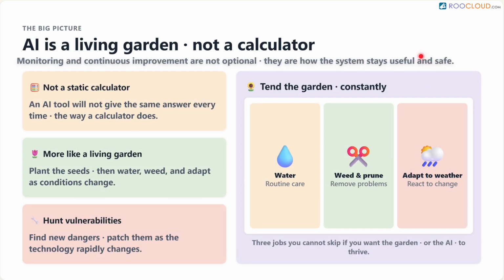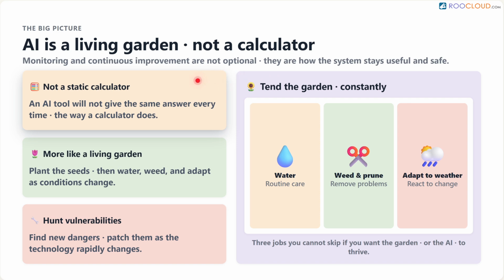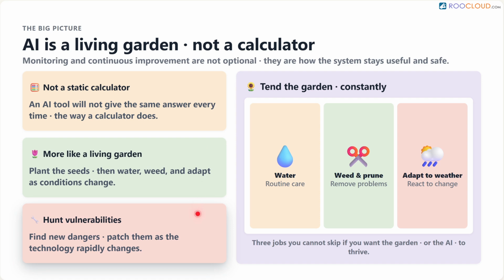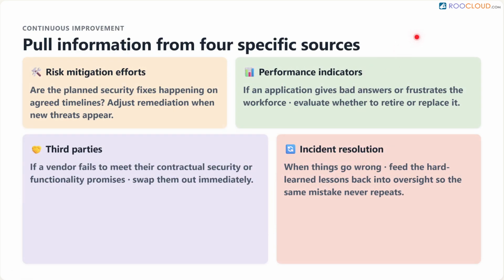Let us start with the big picture of risk monitoring and continuous improvement. Think of artificial intelligence not as a standard calculator that gives the exact same answer every time, but more like a living garden. You cannot just plant seeds and walk away. You have to constantly weed, water, and adapt to changing weather conditions. In the corporate world, this means we must actively look for new vulnerabilities and fix errors as the technology rapidly evolves. To keep this digital garden healthy, organizations must pull information from 4 specific sources.